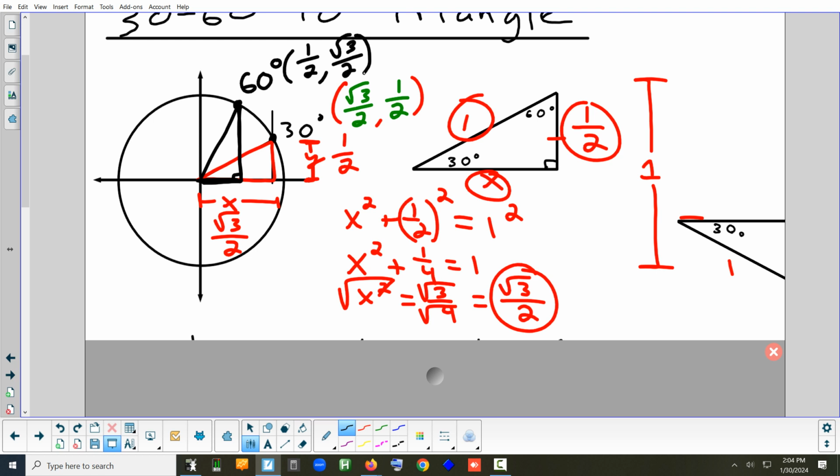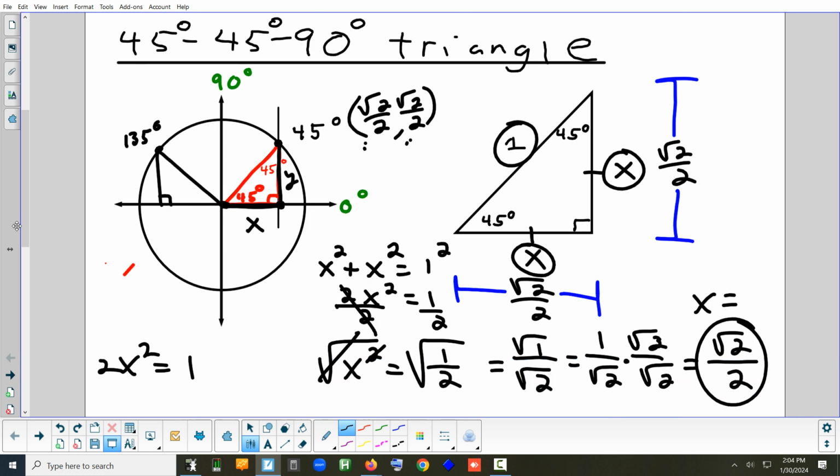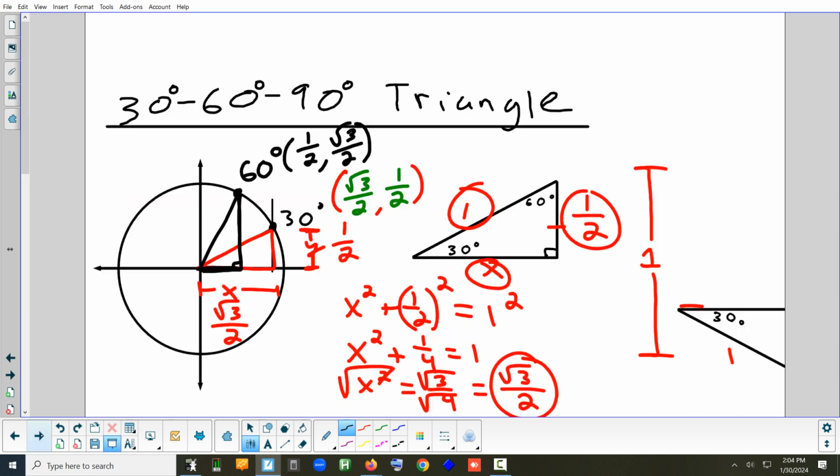When you're dealing with the 45, 45, 90, the only number you have to remember is root 2 over 2. So it's three numbers that come up. Root 2 over 2, root 3 over 2, and 1/2. Those are the only three numbers that come up when we do the unit circle trick in a quadrant, like this. So any questions on those two coordinates?